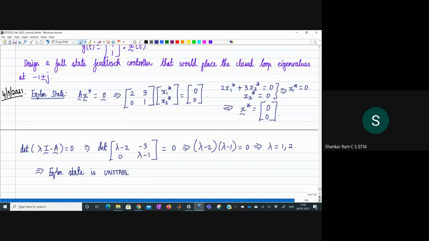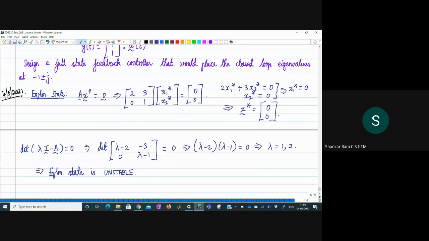So we now want to design a full state feedback controller to ensure that we not only make the closed loop system stable, but also place the eigenvalues of the closed loop state matrix, what are called closed loop eigenvalues, at -1 plus or minus j.